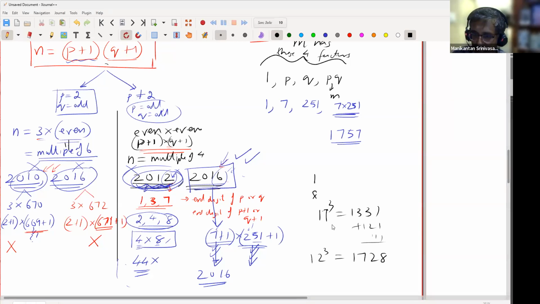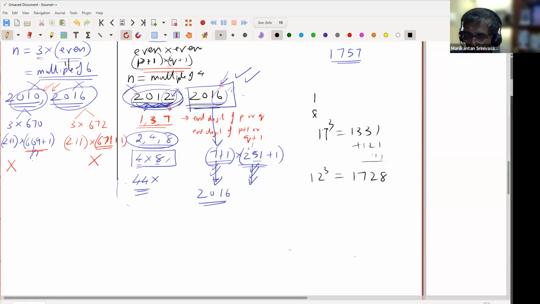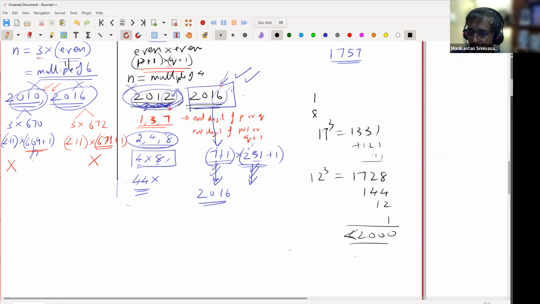1728. Okay, so to this, if we add 12 square, which is 144, and add another 12 and add another 1, we'll still be well short of 2000. We don't have to do this sum. We'll be well short of 2000. On the other hand, 13 cubed will well exceed 2000, right? Will be much more than 2000.